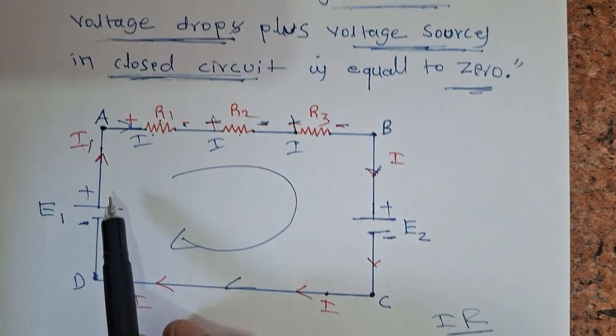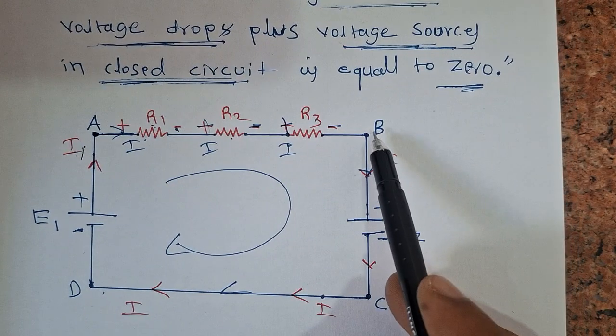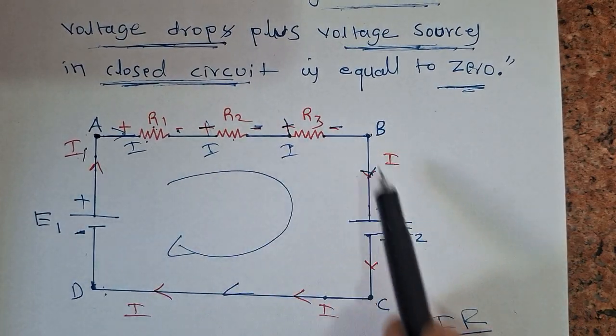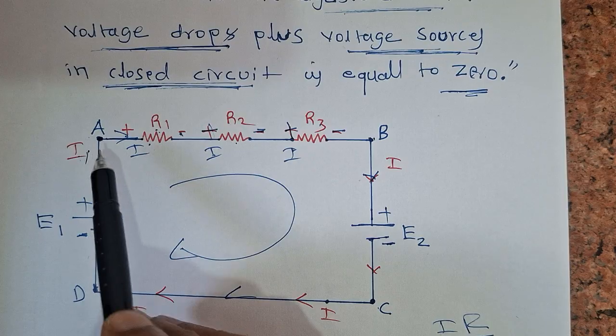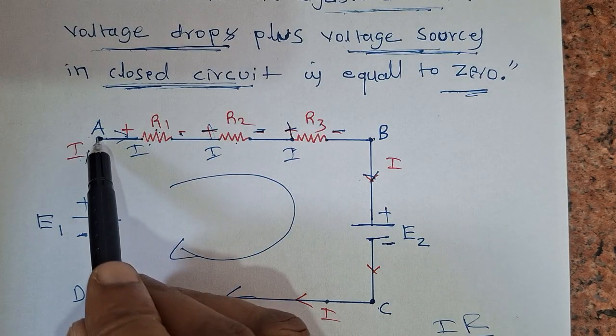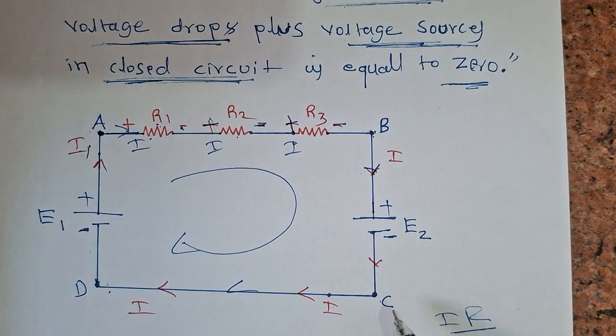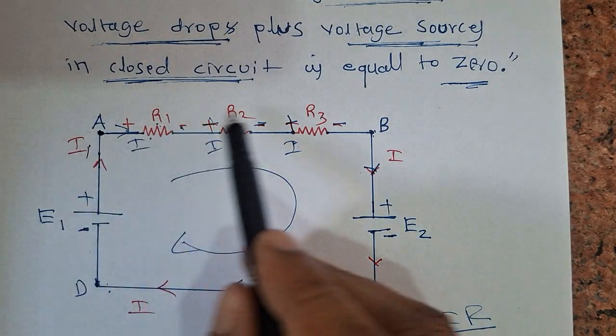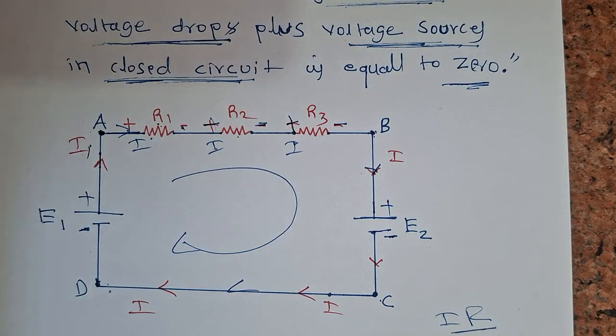Here the closed path is A, B, C, D, A. What are these A, B, C, D? These are the nodes in the circuit. So node A, node B, node C, node D, node A. This is a closed path, a closed circuit.